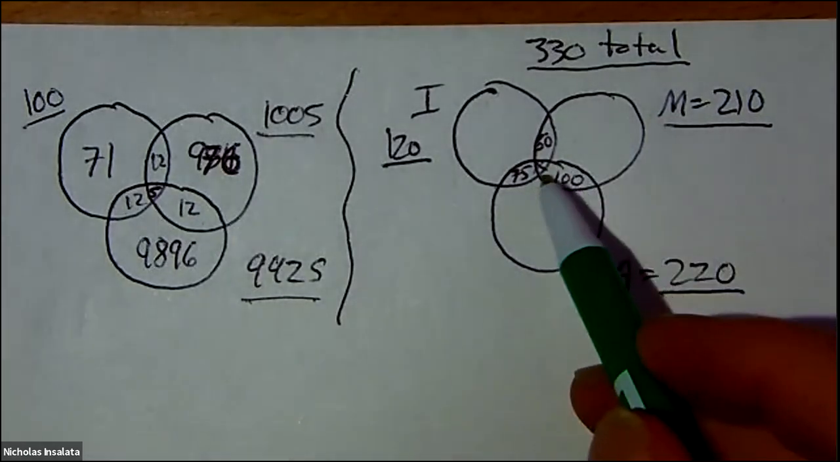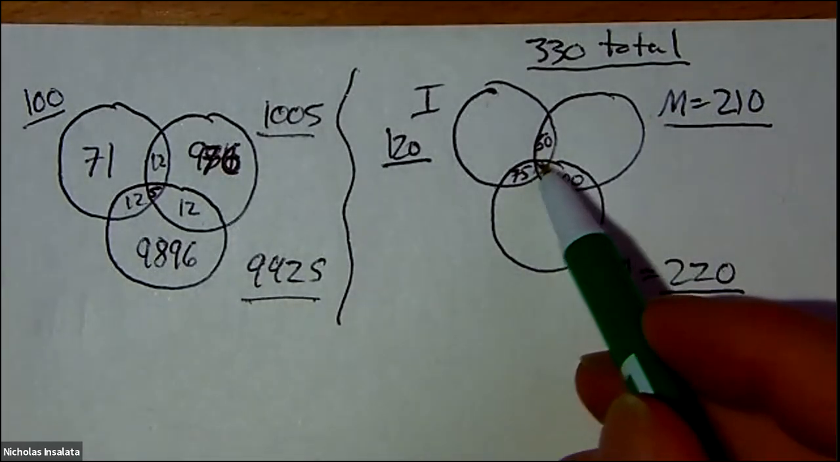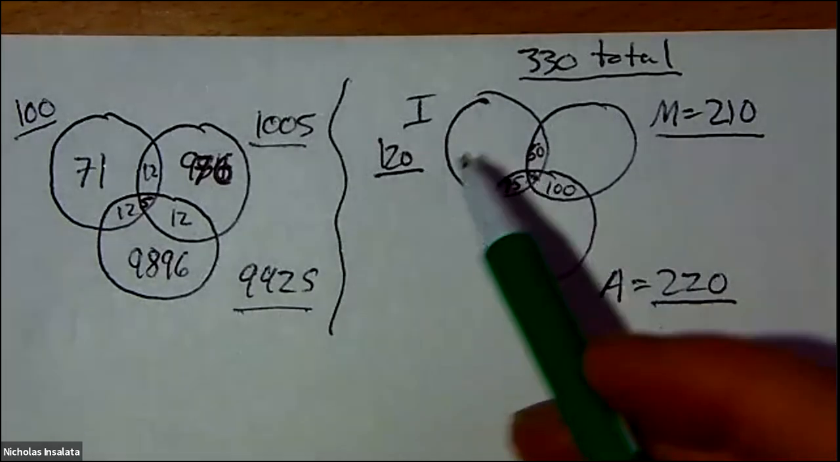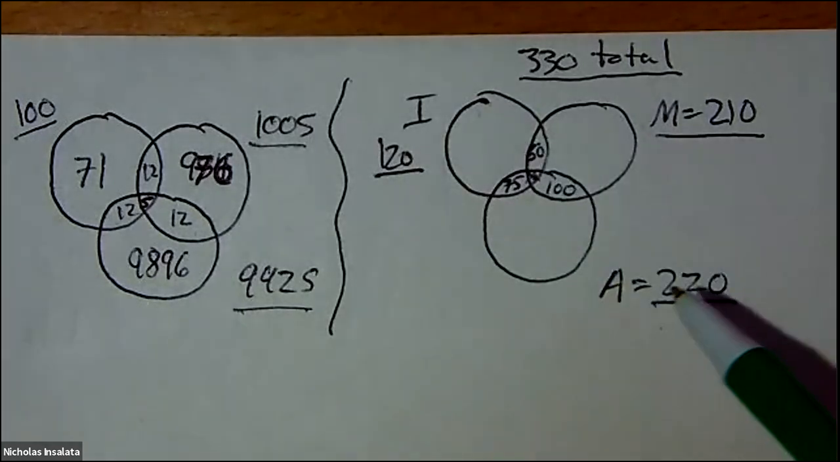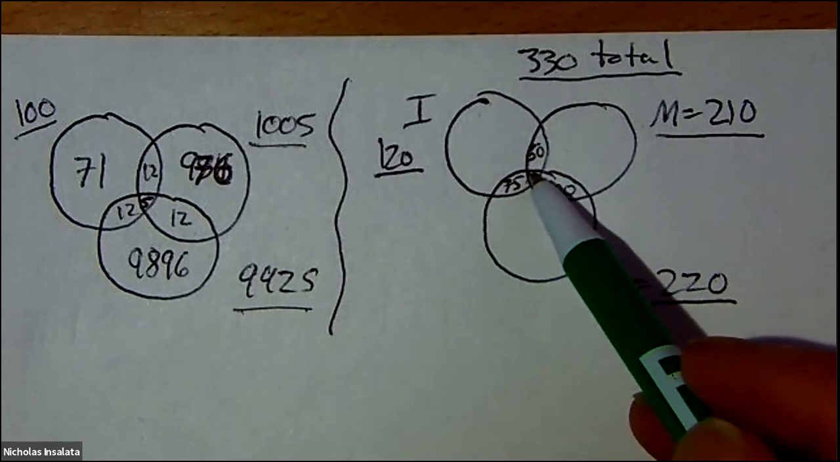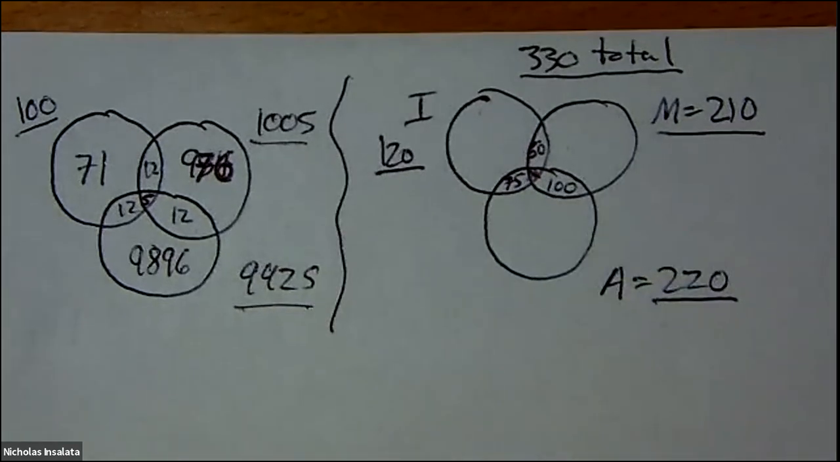So then the question is, well, how many are going to be going in this center spot, right? So how could we figure that out? If we know there's 120 in the whole region, right? And we know that there's a 60 and a 75 and then some mystery amount, right? How can I figure that out?